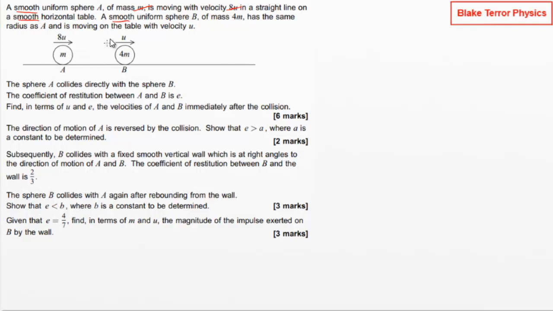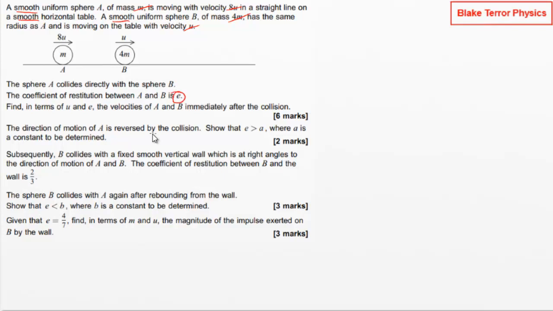Straight line on a smooth table. Smooth sphere B, mass 4M, that's there. Moving with U. Right, so all of that is in that picture. So that's our setup that we got at the beginning. Sphere A collides directly with sphere B. So everything's moving in the same straight line is what it's saying here by directly. And of course it is, because A is moving faster when it's behind B going in the same direction.